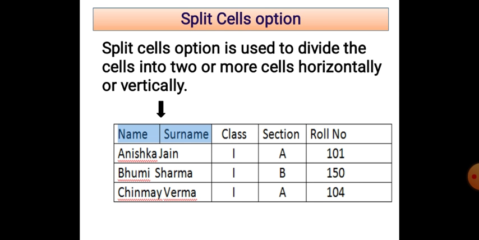Next, children, is the split cell option. As we combine 2 or more cells, we can divide one cell into 2 or more cells, horizontally and vertically. Please see this example, where we have divided one cell into 2 cells, name and surname. Below it there is a single cell. So this type of split is a horizontal split. If we like, we can also split vertically.